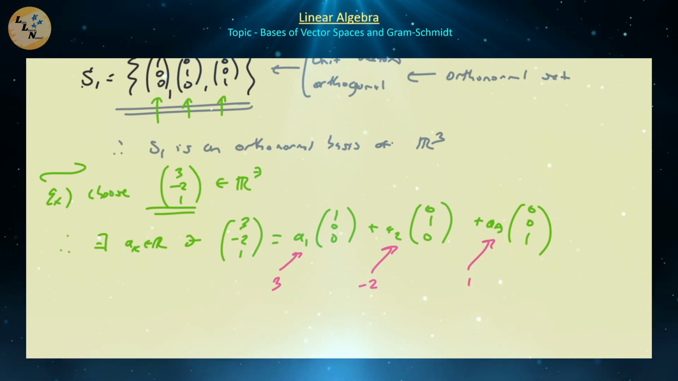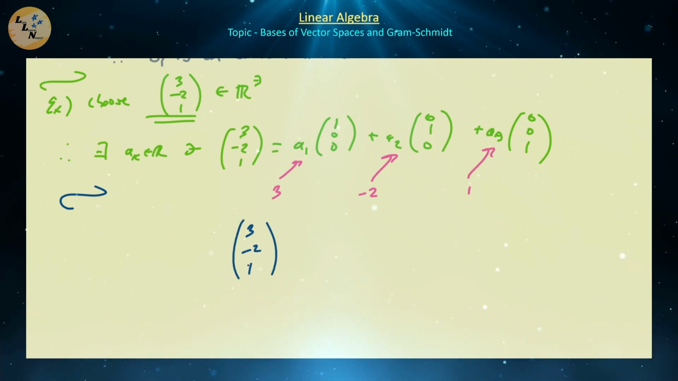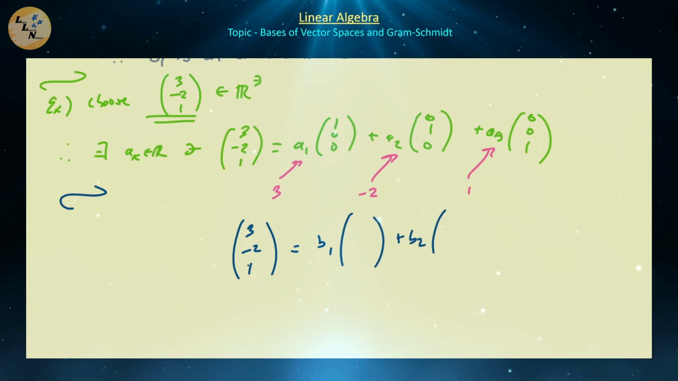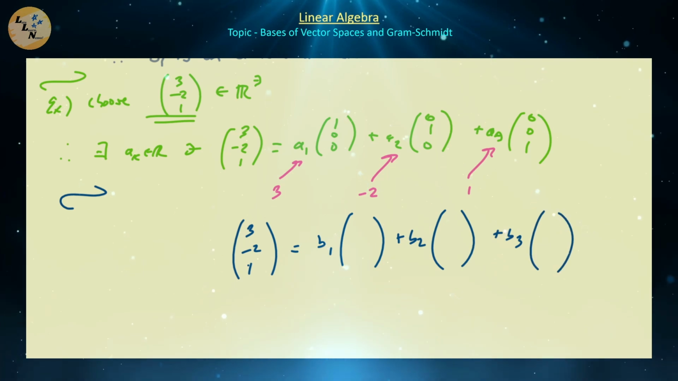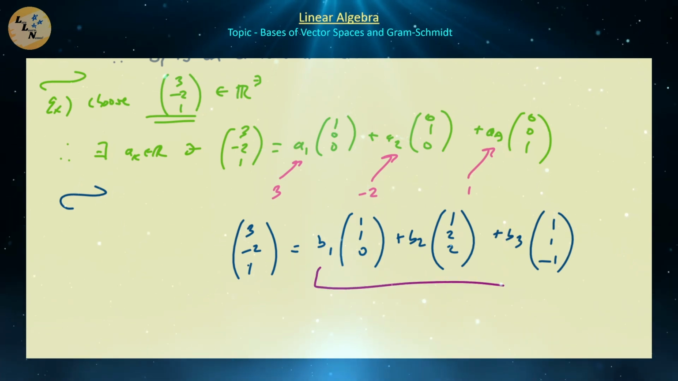But if you were to choose the other basis, and we were to choose the same exact vector, say (3, -2, 1), there of course exist constants, let's call them b1, b2, and b3. And let's choose the vectors (1, 1, 0), (1, 2, 2), and (1, 1, -1). We know that these vectors form a basis for R3. Therefore, these constants b1, b2, and b3 all do exist. But it's not trivial as to what they are, right?